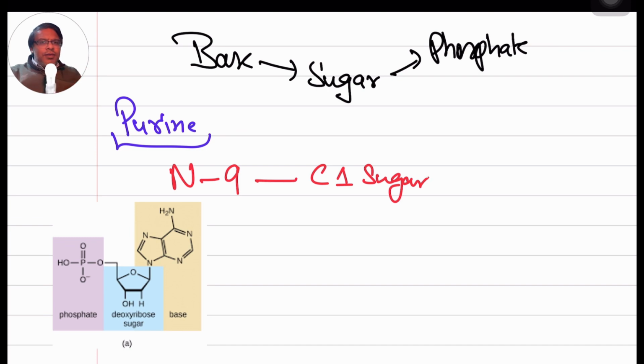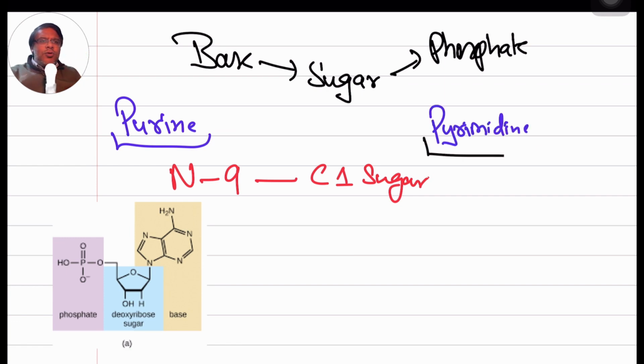Now keep in mind, in the case of purines, nitrogen 9, the 9th atom, is attached to the sugar, and this is a glycosidic linkage. So N9 of purines is attached to carbon 1 of the sugar. So keep this in mind.